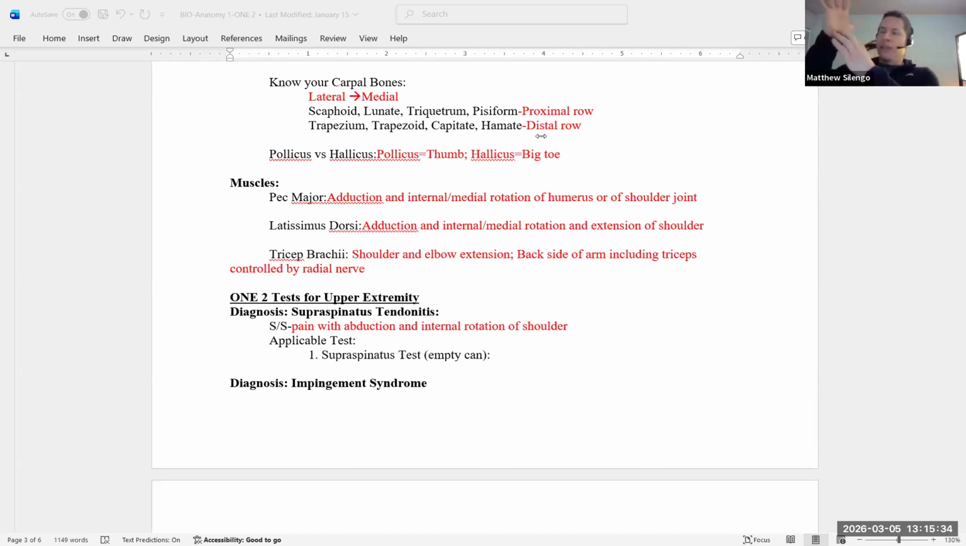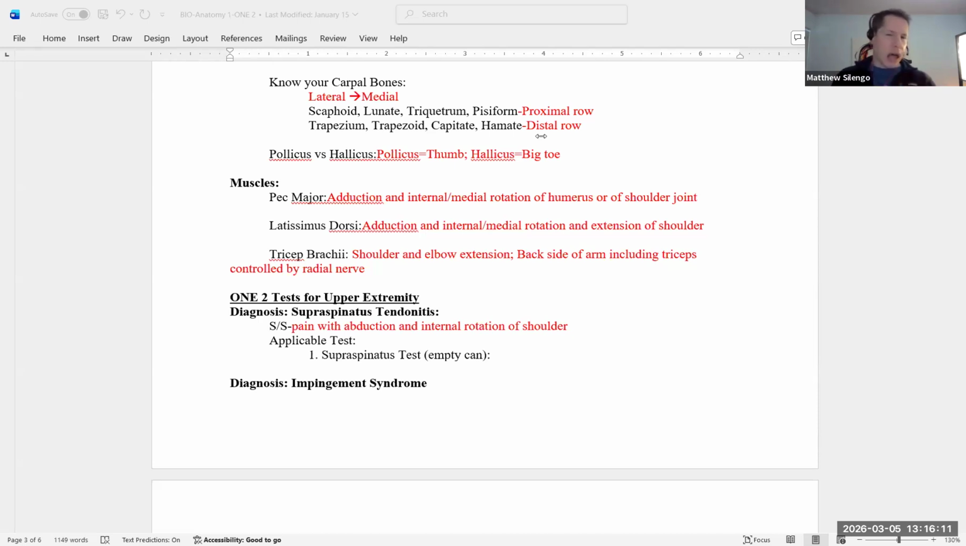Then, of course, we go into the metacarpals that make up the palm and the phalanges that make up the fingers. I've not really seen too many questions on those, but just remember that when we're talking about the metacarpals or the phalanges, we number them 1 through 5, 1 being the thumb side, 5 being the pinky. And then remember that the more proximal part of those bones is called the base of the metacarpal or the base of the phalange. And the more distal part is called the head of the metacarpal or head of the phalange.